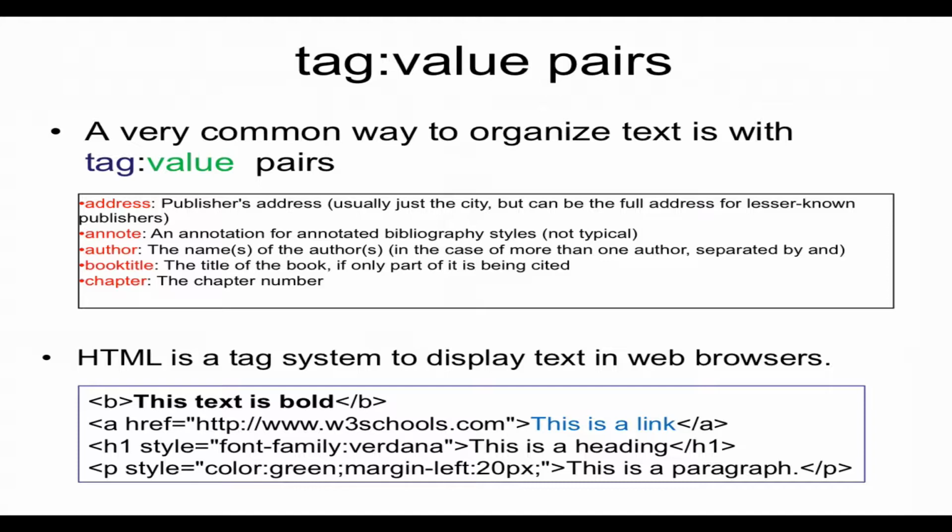HTML is another kind of tag value pair where the tags are these things that we call HTML tags, like bracket B for bold and close bold, bracket A href for a link, etc. And those are not ordered, right? In an HTML file, you can have any number of tags in any order you want, but still it formats the text in a specific way.